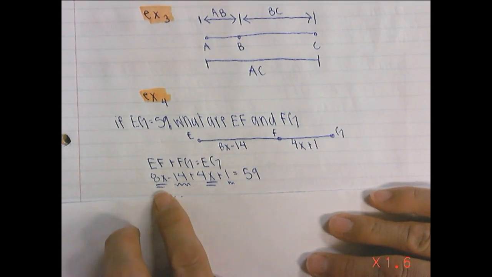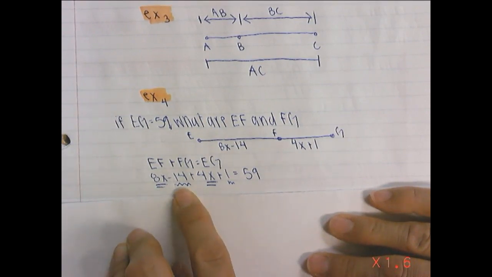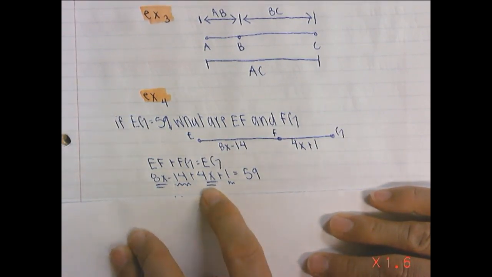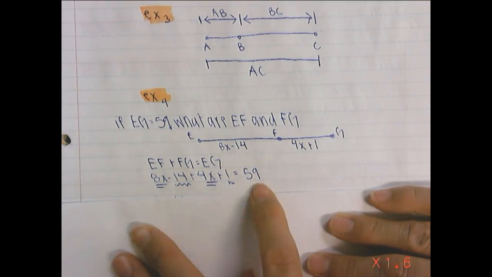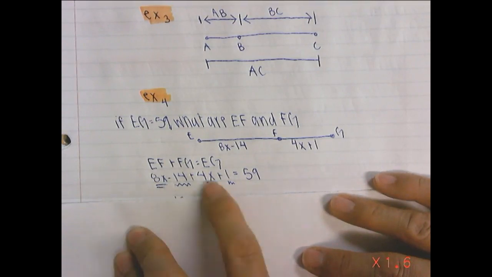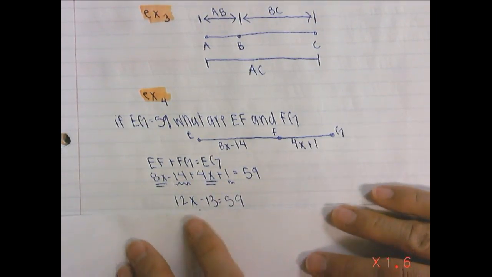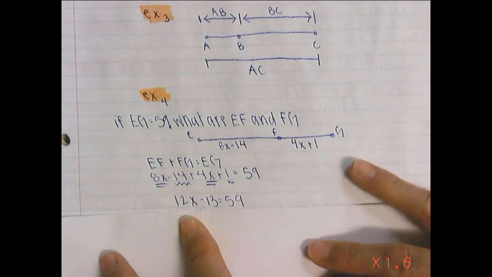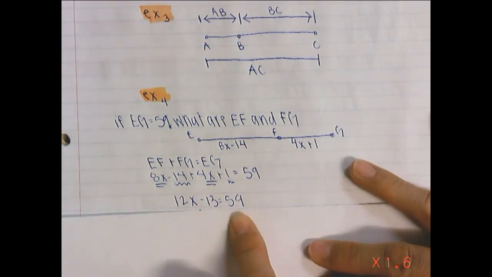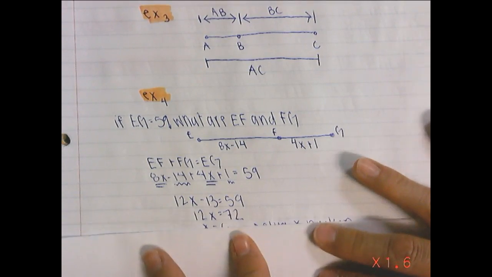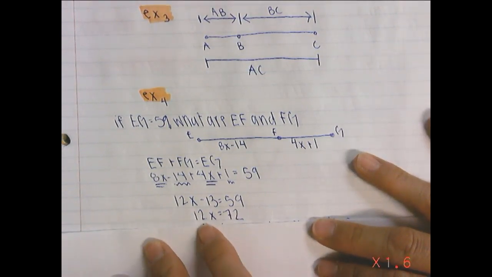Here it is, 8x minus 4 plus 4x plus 1 equals 59. I'm going to work my magic and combine some like terms. I'm going to end up with 12x minus 13 equals 59. I'm going to add 13 to both sides and end up with 12x equals 72.